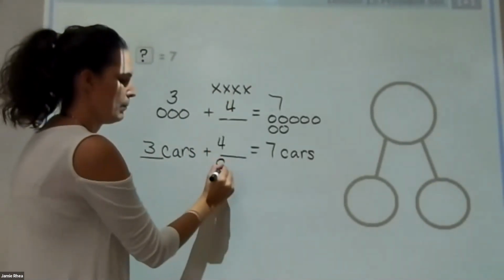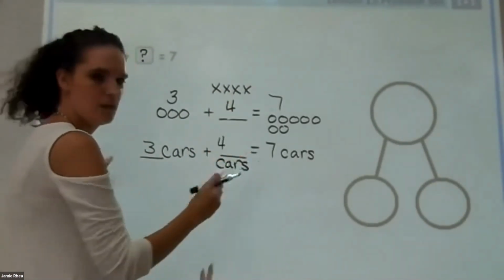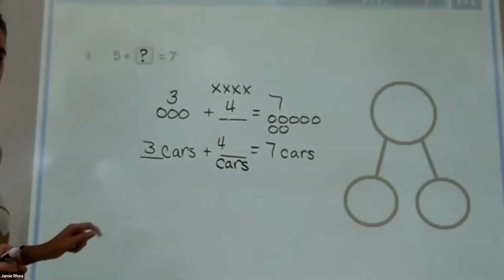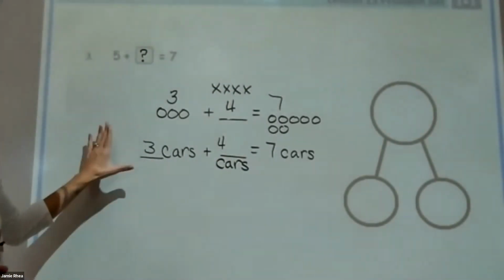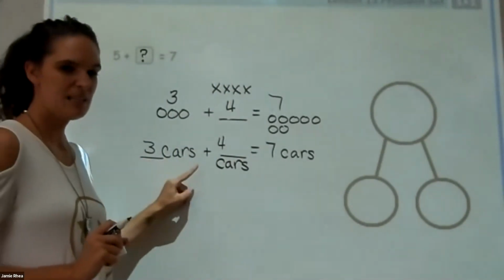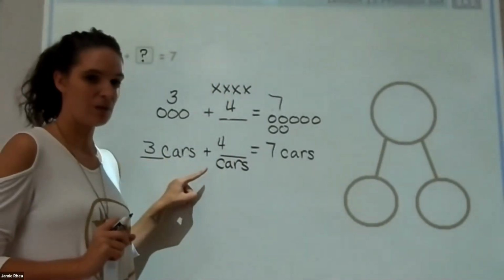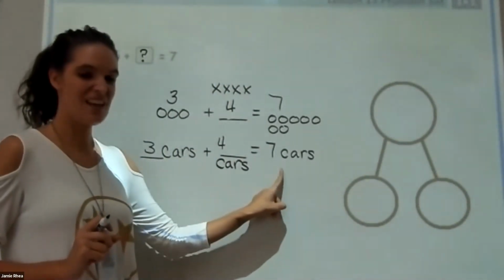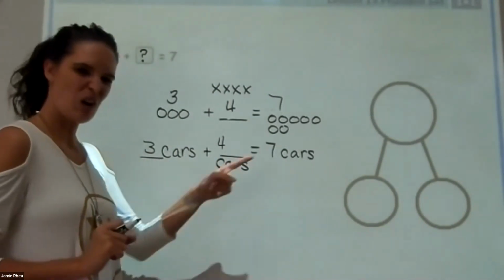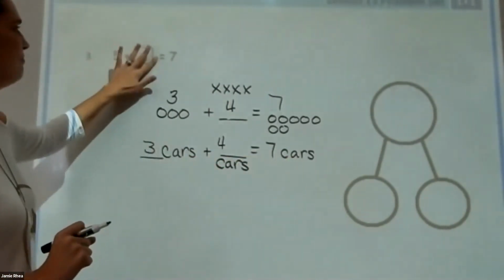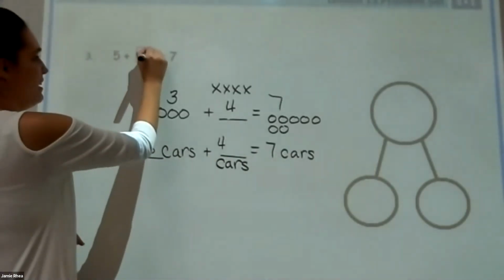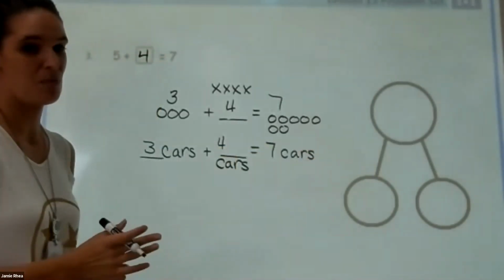I'm going to write cars down below it. So let's see. Logan had 3 cars. His brother brought 4 more cars. Together they have 7 cars. So are we done? Not yet. We still have to fill in our number bond.